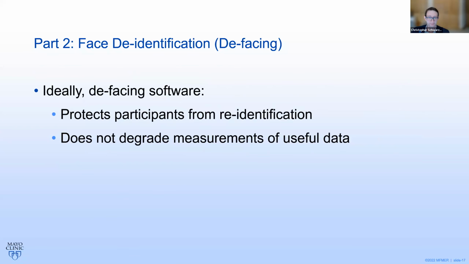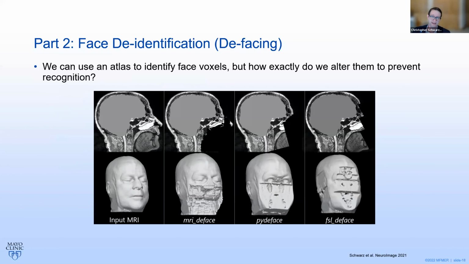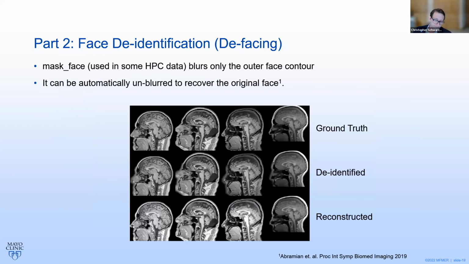Ideally, defacing software protects participants from re-identification, and we want it to not degrade any measurements of useful data. So we want to run FreeSurfer on the brain scans and get the exact same answer. People have known for a long time how to use an atlas to identify face voxels. It's not that hard. But how exactly do we alter them to prevent face recognition? These are a few examples of other defacers and what they've removed. There is one called mask face that was used in some HCP data that blurred only the outer face contour. And some work before mine was able to show that you could automatically unblur that to recover the original face with a convolutional neural net. This stuff's trickier than people ever gave it credit for, is really my point here.